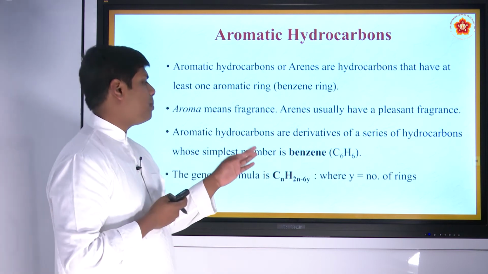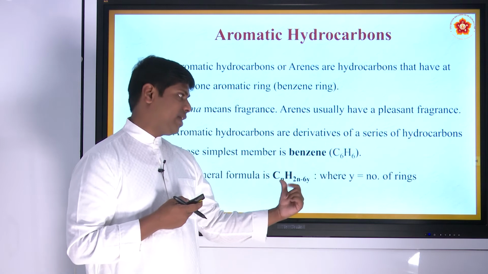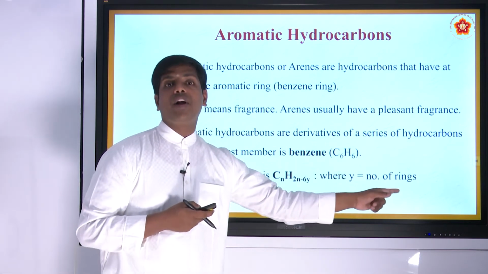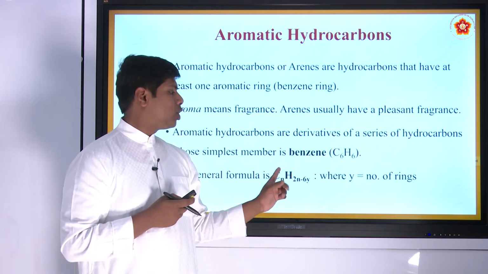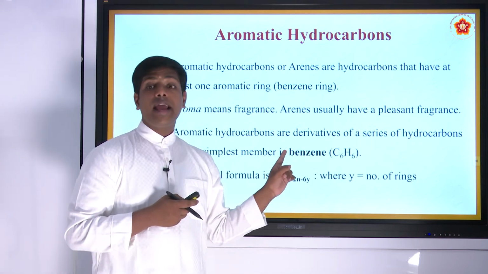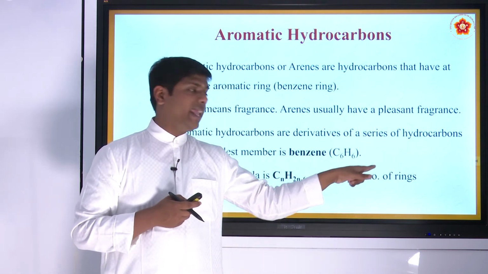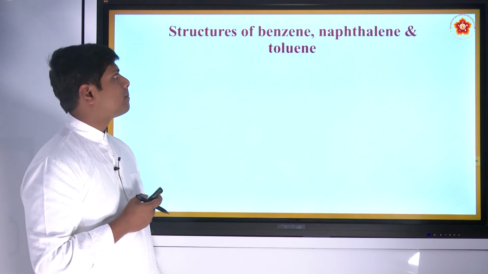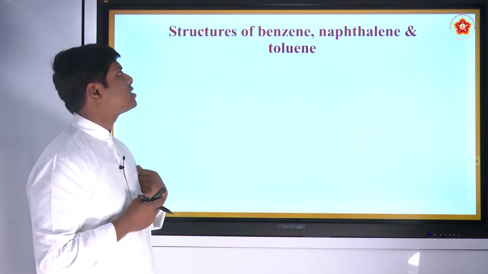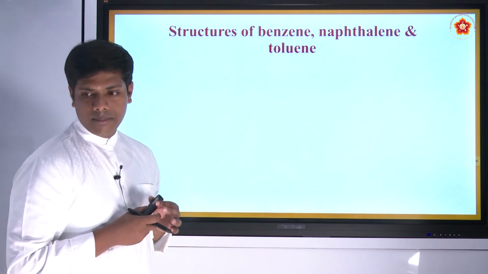The general formula is CnH2n minus 6y, where y is the number of rings. Please note down, this is very important. Please note down, the general formula is CnH2n minus 6y, where y is the number of rings. Let us draw the structures of benzene, naphthalene and toluene.